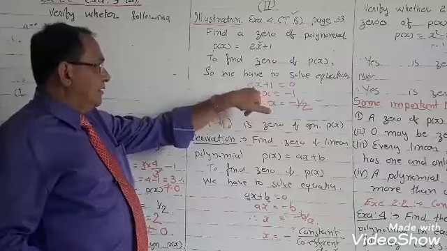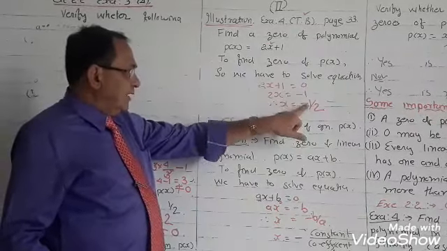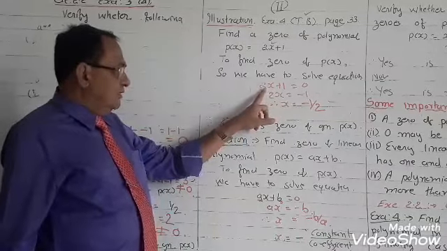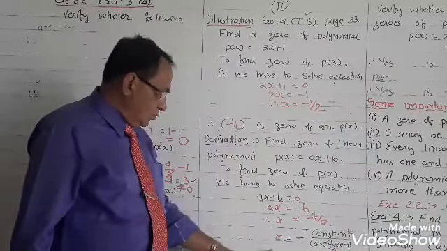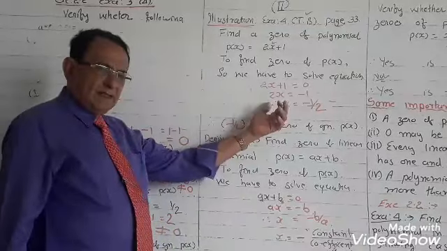Suppose I have taken here 2x + 1. What is your constant? 1. What is your coefficient of x? 2. So x = -1/2. But we will do these methods only.